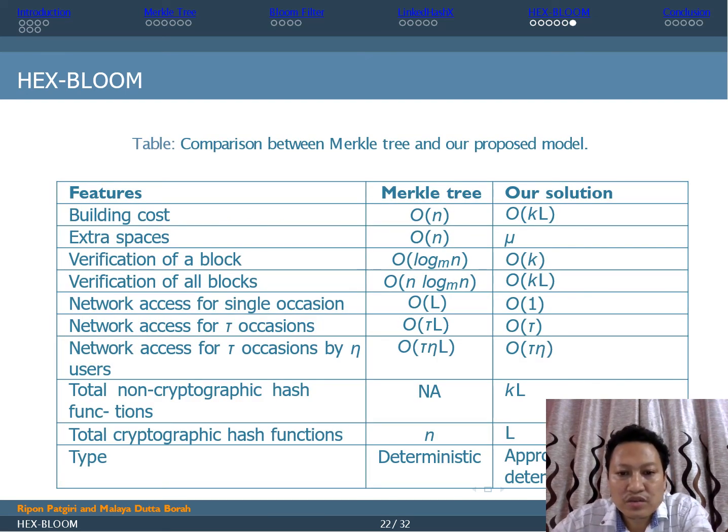And this is the comparison between HEX-BLOOM and the Merkle tree. Building cost of the Merkle tree is O(n); our solution HEX-BLOOM is O(kL). Extra space of the Merkle tree is O(n), whereas HEX-BLOOM takes μ bits. Verification of a block is O(log n) in the Merkle tree; HEX-BLOOM is O(k). Network access for a single occasion is O(L) in the Merkle tree, whereas HEX-BLOOM provides an O(1) solution. The type of the Merkle tree is deterministic. Our solution is approximate or probabilistic and deterministic.